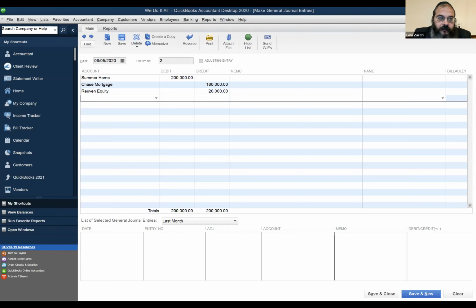Actually, what I'll do is I'll also re-email right now that journal entry. The date I chose for this journal entry is June 5th. But I'll just make it June 8th because that's what's going to say on the paper that you're going to get.